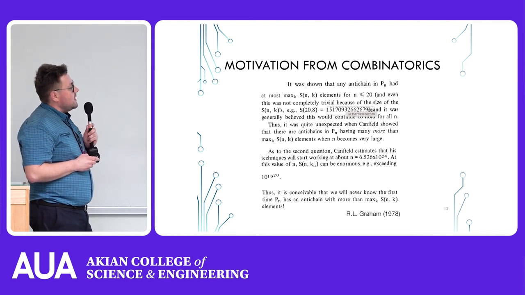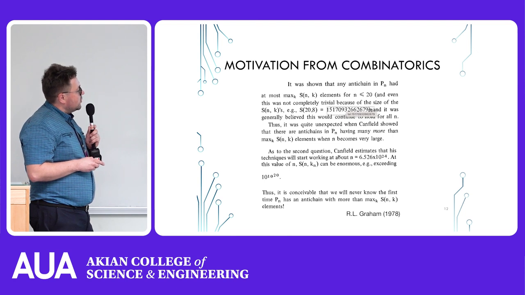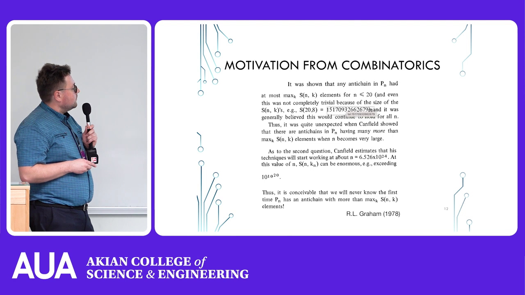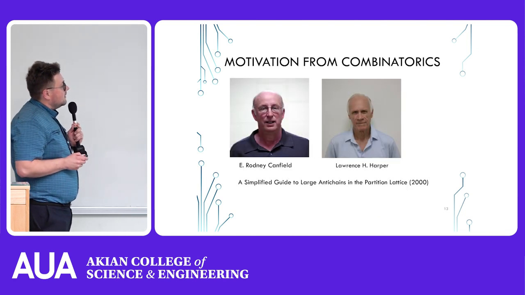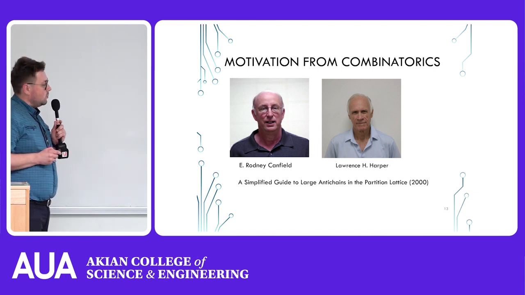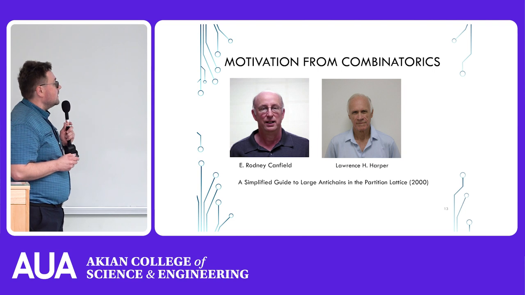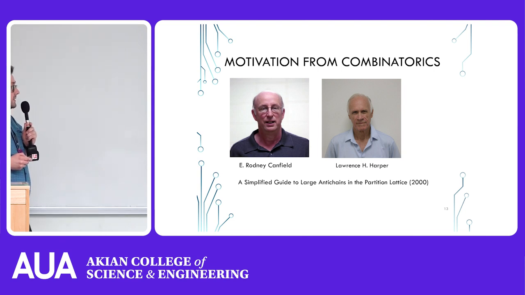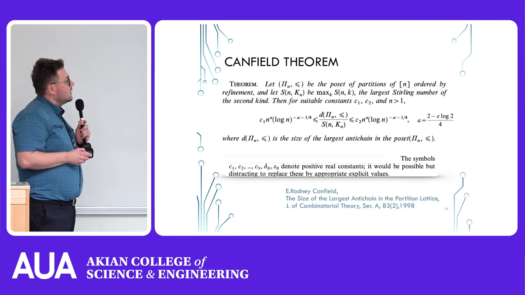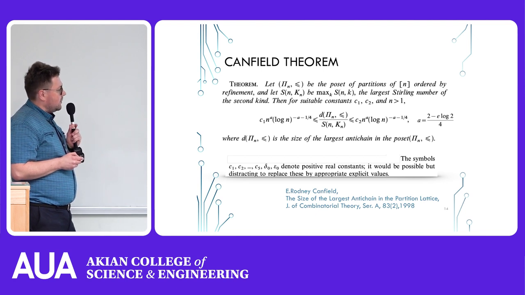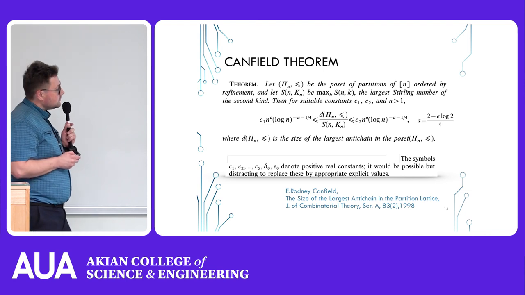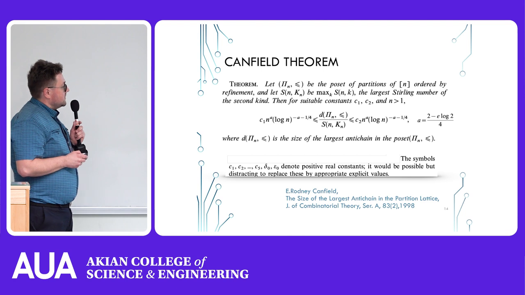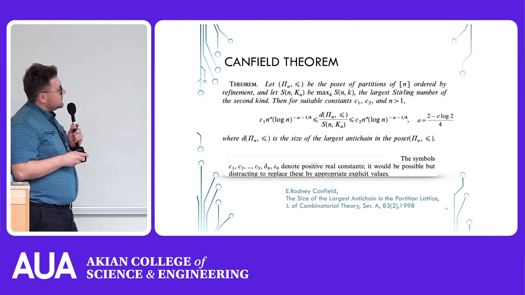According to Canfield, the discrepancy may arise for n which is very big, and Ron Graham says that we will never know where it should happen. But at least Canfield and one of Graham's co-authors, Harper, showed what the size of such an anti-chain is asymptotically from below, together with Harper, as far as I remember, and from above, that's the latest result by Canfield, but already in 1998.